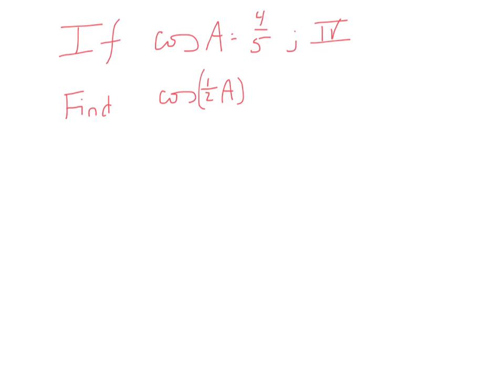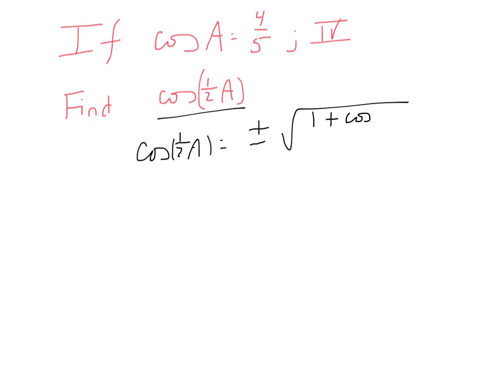Okay, so here we have an example. I'm giving you a cosine ratio of 4/5. I'm telling you it's in quadrant 4. Okay, I'm back. So what I want to do is grab my identity for the cosine of the half angle. Cosine of the half angle is plus or minus the square root of 1 plus the cosine of A, divided by 2.